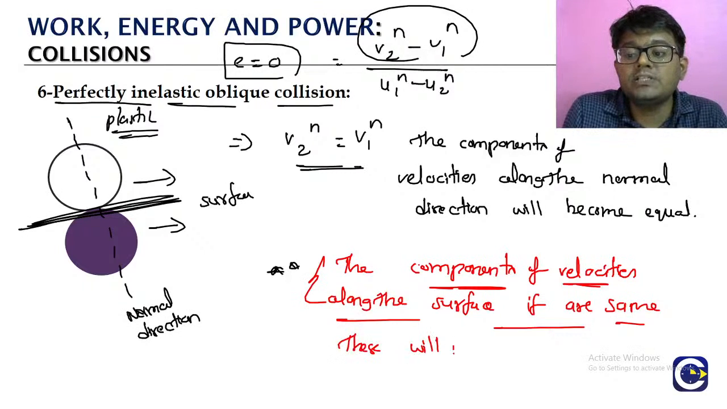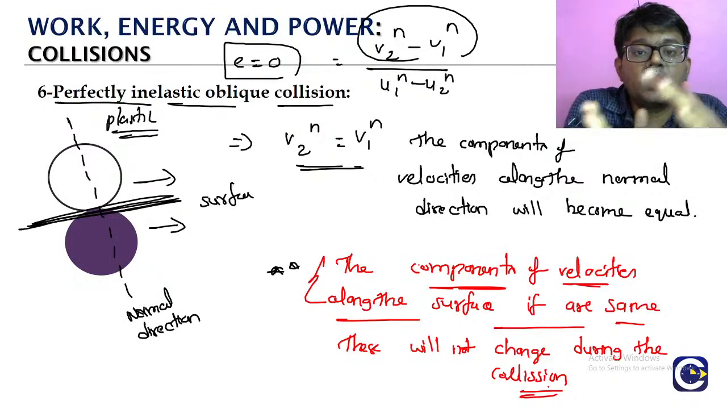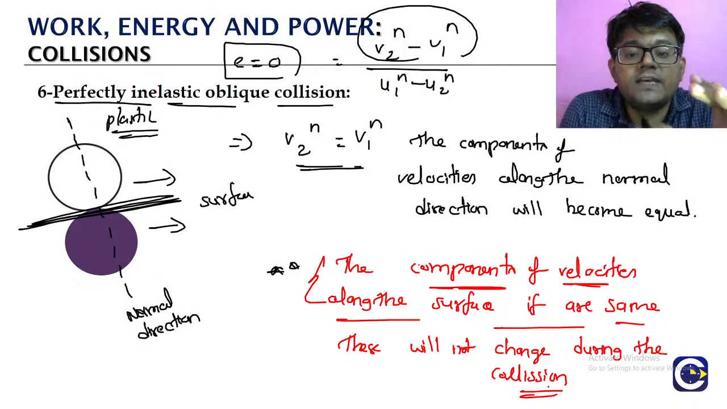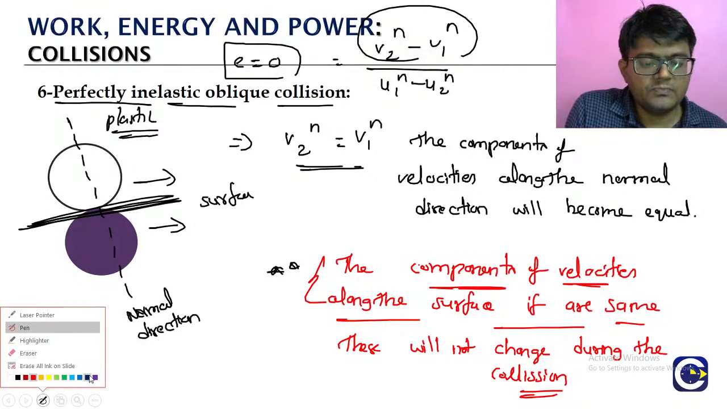These will not change during the collision, right? During the collision they will not change. Means we should first have the condition that the components of velocities along the surface are same. If that is there, then this is the condition for moving together. You just make a note of it.